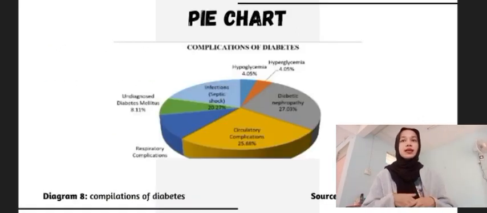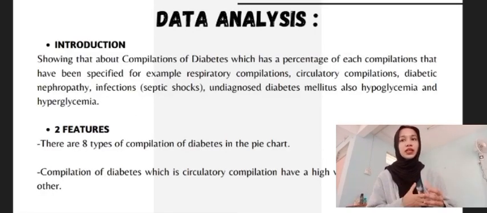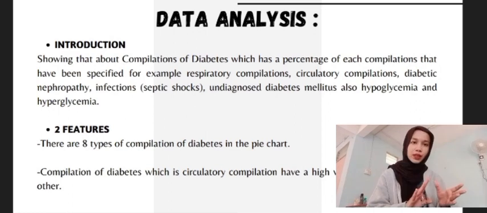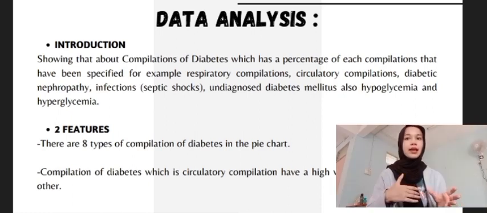Next, it's the pie chart. This pie chart is from source WHO. The data analysis for this pie chart, introduction, shows the complications of diabetes, with a percentage for each complication that has been specified. For example, respiratory complications, circulatory complications, diabetic neuropathy, infection, septic shocks, and undiagnosed diabetes mellitus, also hypoglycemia and hyperglycemia.